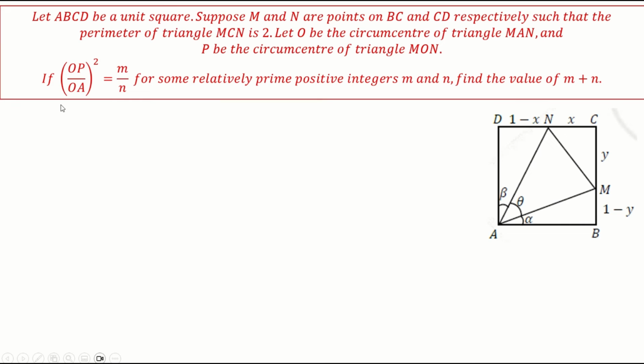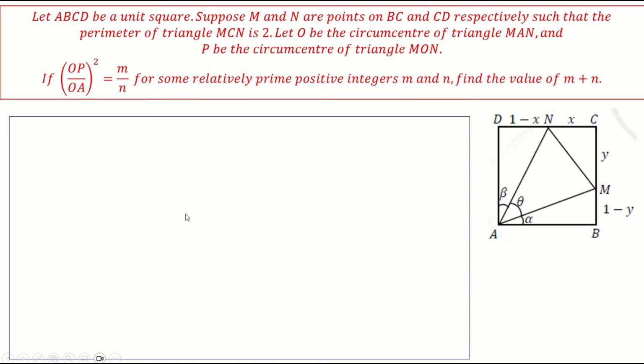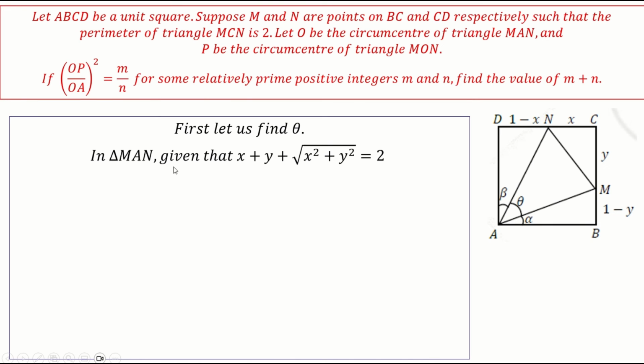Okay, so first thing is to find out OP and OA. If you find OP by OA, then we will go towards the answer. So first let us find theta, that is this angle here. If you find this one, this is a very easy problem because this is given as a unit square, right? So given that x plus y plus square root of x square plus y square equal to 2, because it is given that the perimeter of this MCN is 2. So that's what I am writing here.